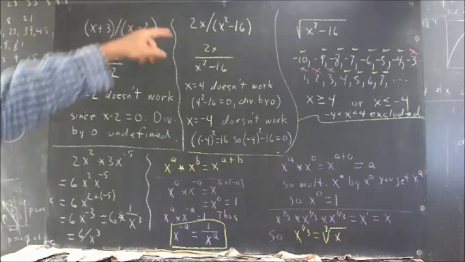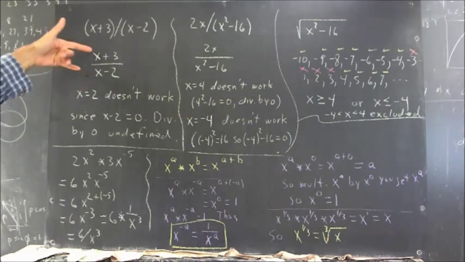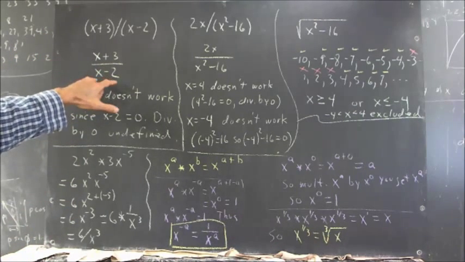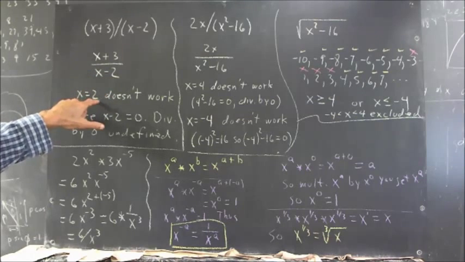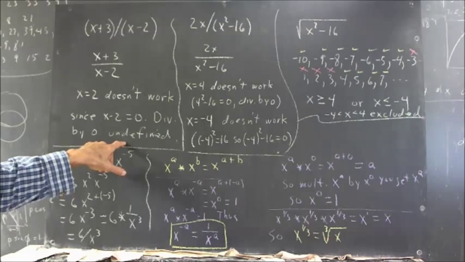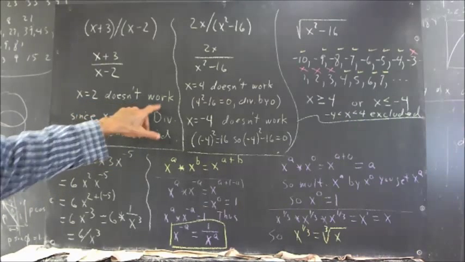This expression translates into standard notation this way. And we see here that the denominator is equal to 0 if x equals 2. What's wrong with that? Well, division by 0 is undefined. So x equals 2 doesn't work here.